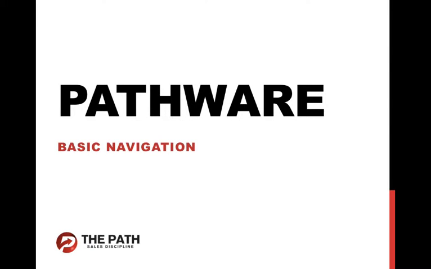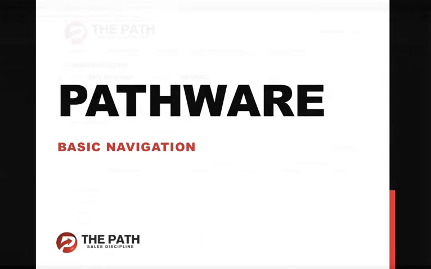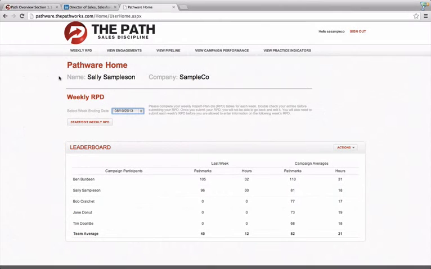Hi, this video is on basic navigation of the Pathware system. Starting at the home page. On the home page, you'll see your name and the company name. You'll see the section for submitting your weekly RPD, your report plan due, and you'll also see a leaderboard.